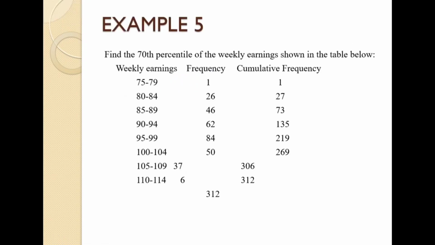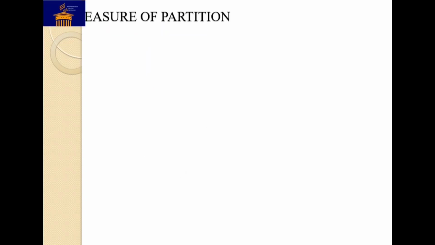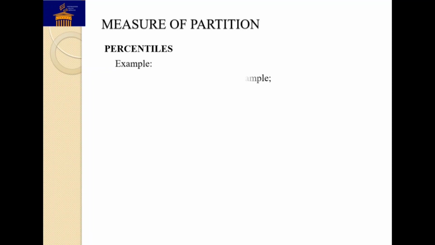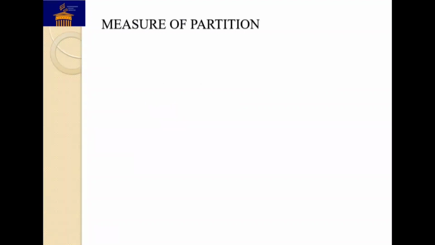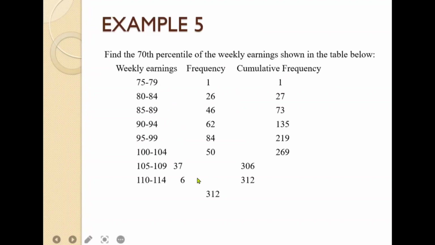Now let's take a look at this. We are asked to find the 70th percentile of the weekly earnings for the same table. So in order to solve for the 70th percentile, we would have it as 70n over 100. That is the percentile class. And when we solve that 70n over 100, we have 218.4. Now, if we check where 218.4 lies on the table, it lies on this range, 95 to 99, the 5th class range.